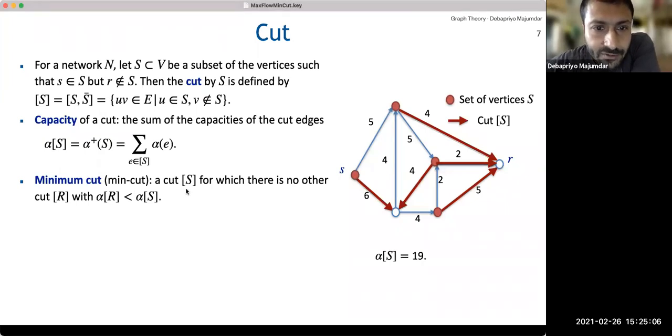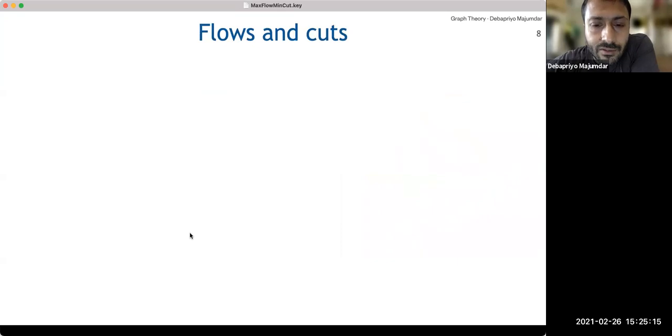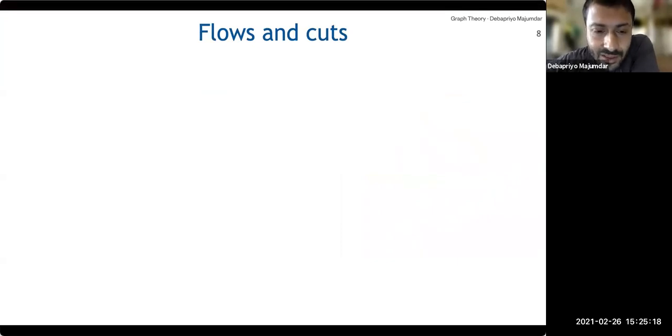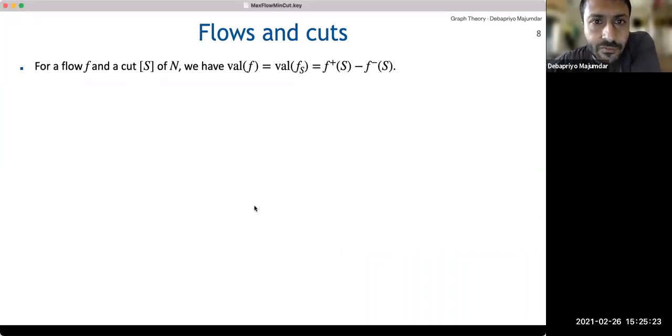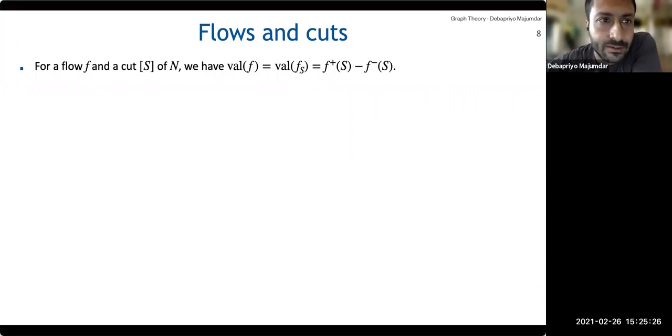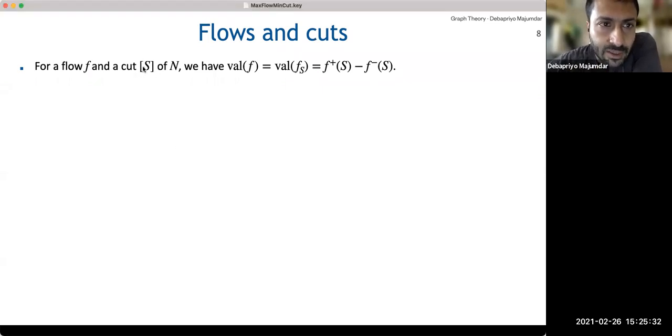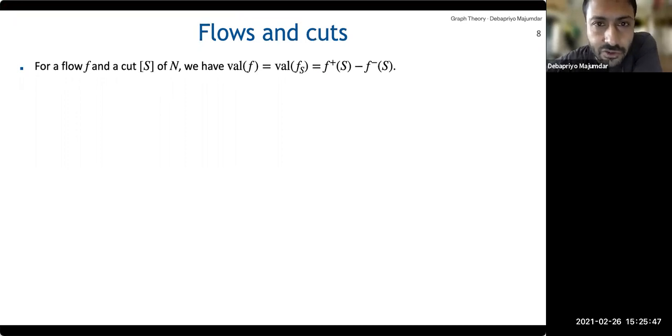So a minimum cut is a cut for which there is no other cut with a smaller capacity. Okay, now we will connect the concepts of flows and the cuts. So for a flow F and a cut S, what we have is the value of the flow. Remember, the value of the flow is the amount of the flow coming out of the source and going into the sink.